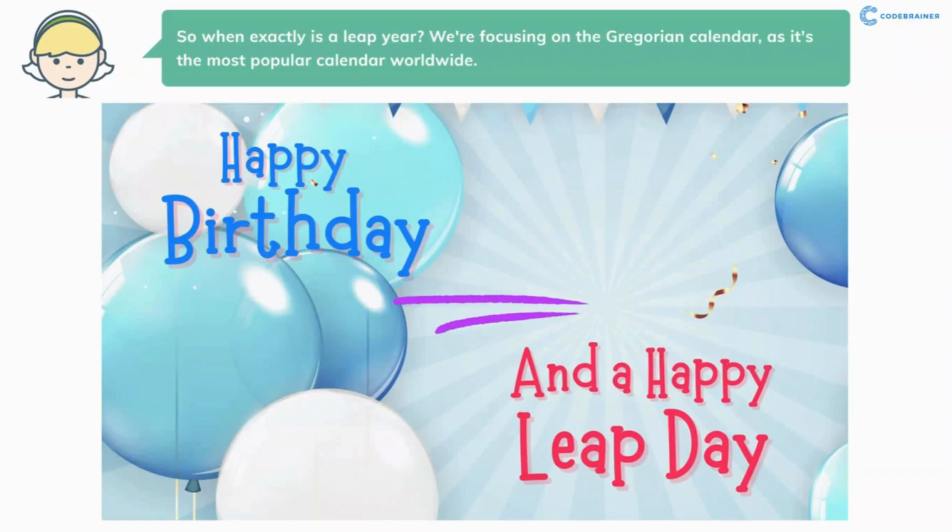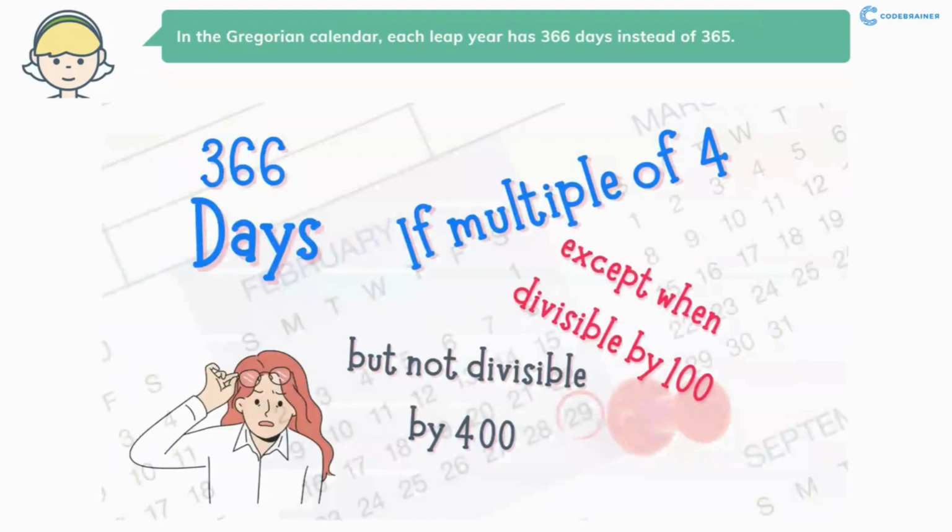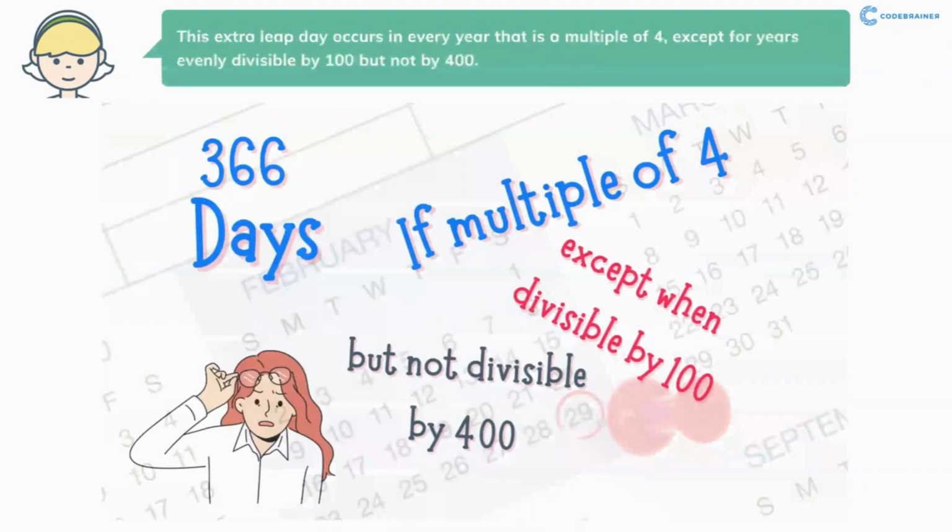We're focusing on the Gregorian calendar, as it's the most popular calendar worldwide. In the Gregorian calendar, each leap year has 366 days instead of 365. This extra leap day occurs in every year that is a multiple of 4, except for years evenly divisible by 100 but not by 400.